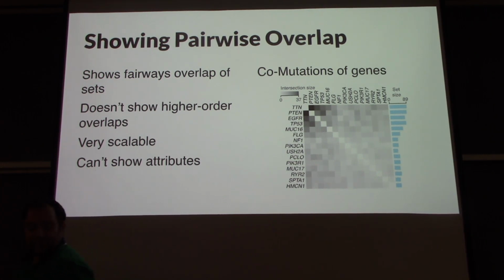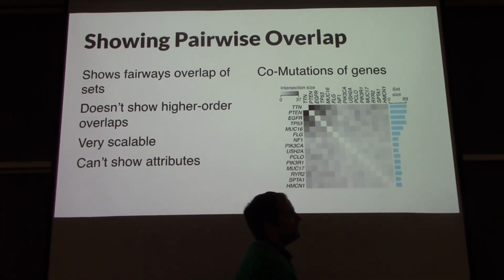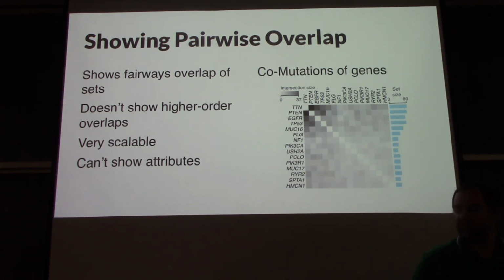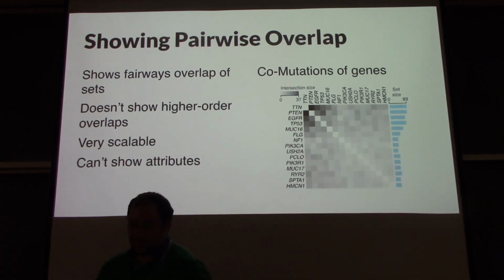Another simple approach is to not show actual set intersections, but to simply show pairwise overlaps between items. Here is an example of co-mutations of genes. We see that there's Titan and P10 as the 2 biggest sets here. Titan and P10 are frequently co-mutated, about 37 times, and these other genes are less frequently mutated. This doesn't show us, however, higher order overlaps.